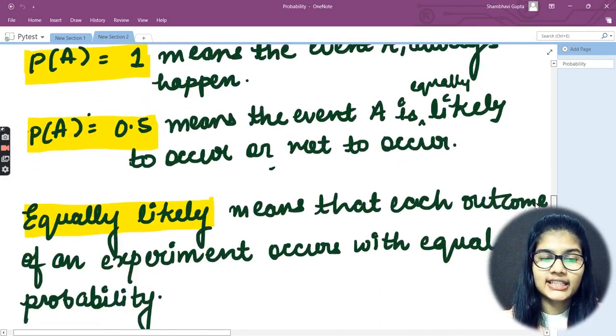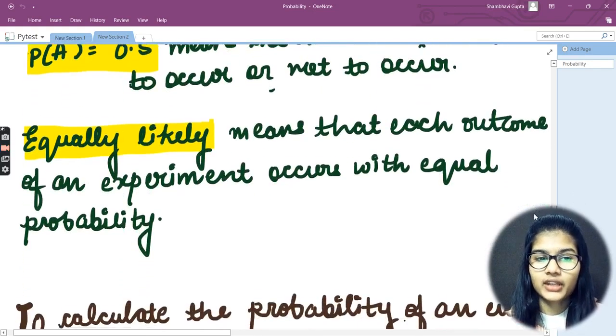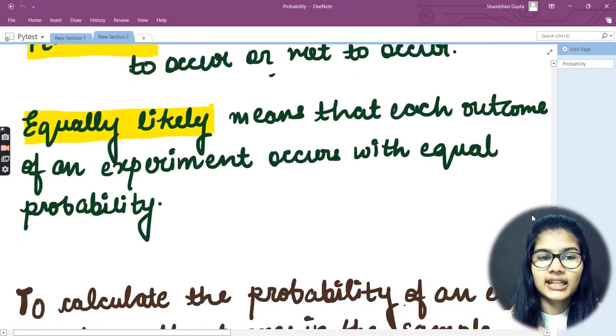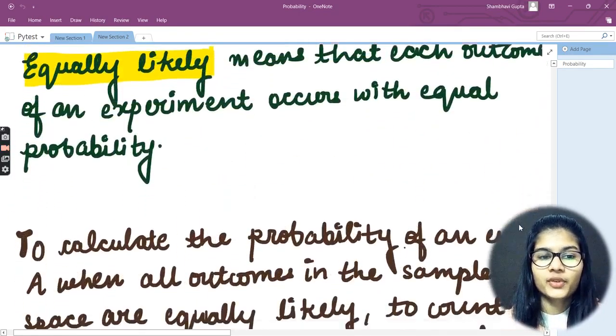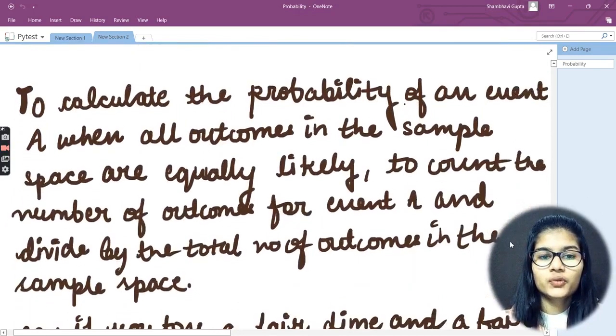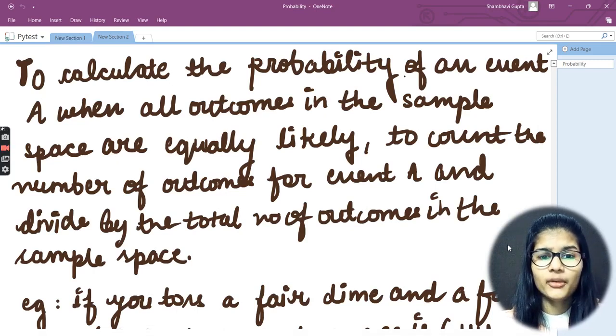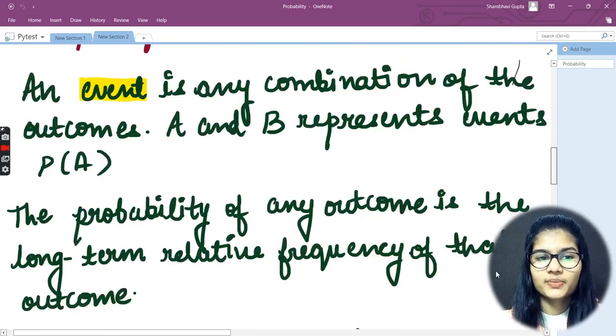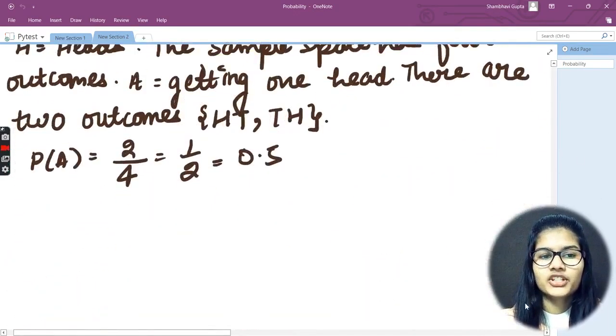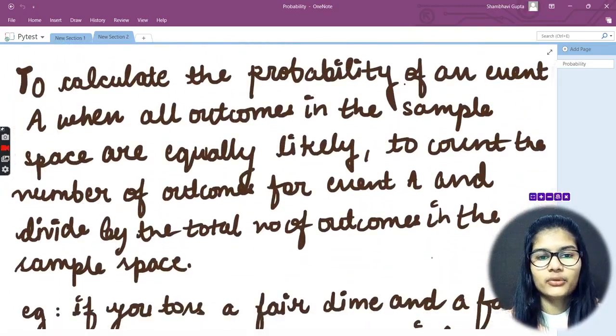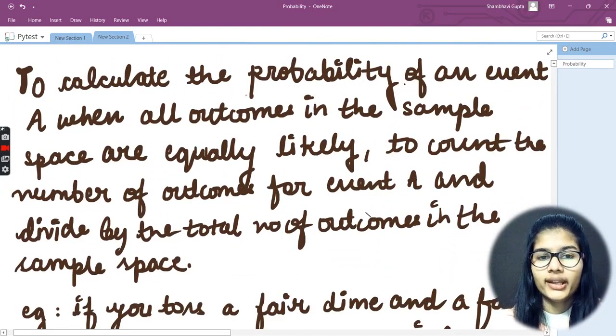And if the probability of E is equal to 0.5, it means that the event E is equally likely to occur or not to occur. Equally likely means that each outcome of an experiment occurs with equal probability. To calculate the probability of an event A when all outcomes in the sample space are equally likely, count the number of outcomes for event A and divide by the total number of outcomes in that sample space. For that, we took an example of how to compute the probability of an event when the outcomes in the sample space are equally likely.